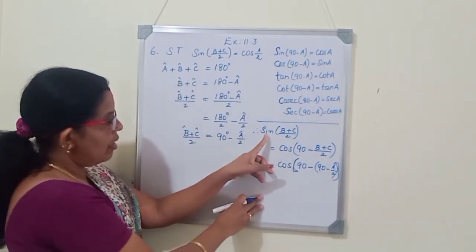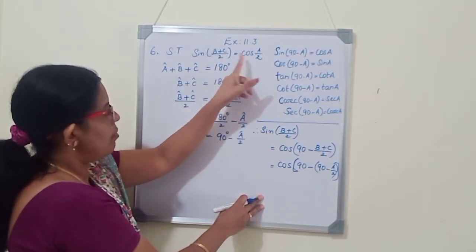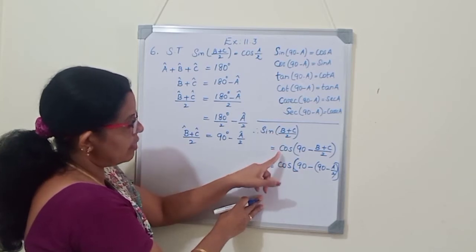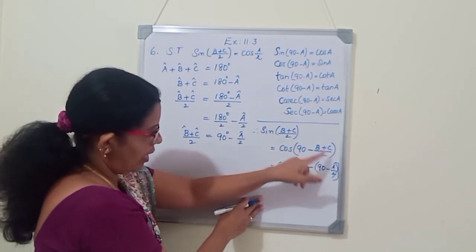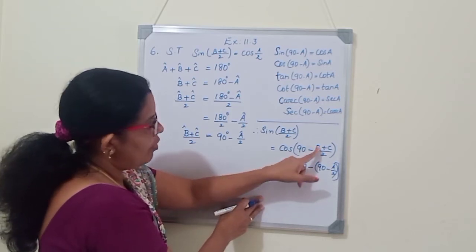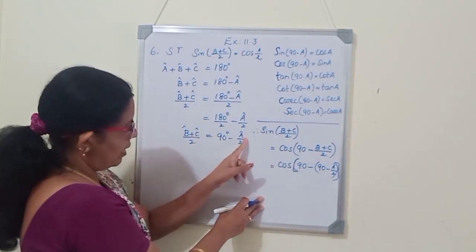I think that is clear. We want to prove that sin (B plus C)/2 is cos A/2. Sin (B plus C)/2 equals sin of (90 minus A/2), which is cos of (90 minus (90 minus A/2)). We already proved that (B plus C)/2 is 90 minus A/2.